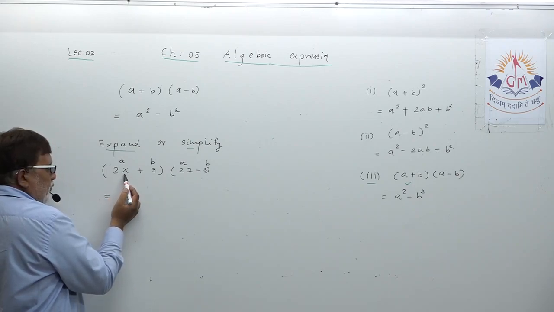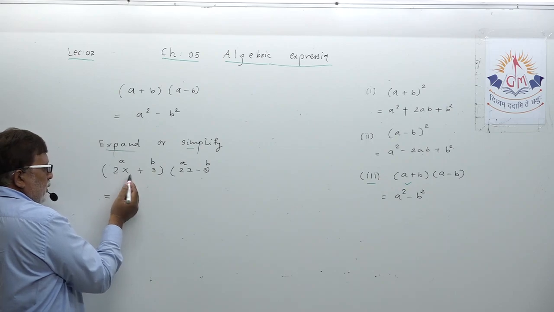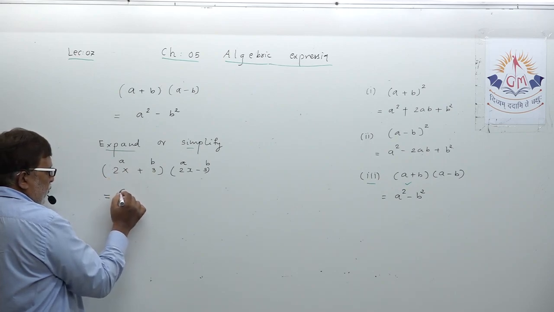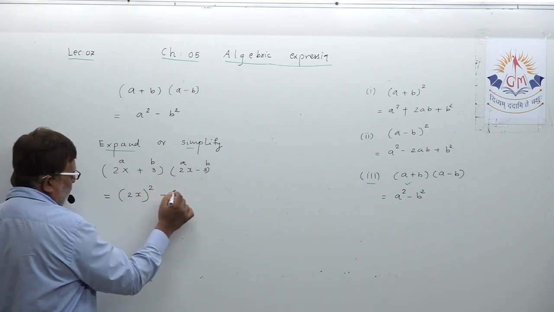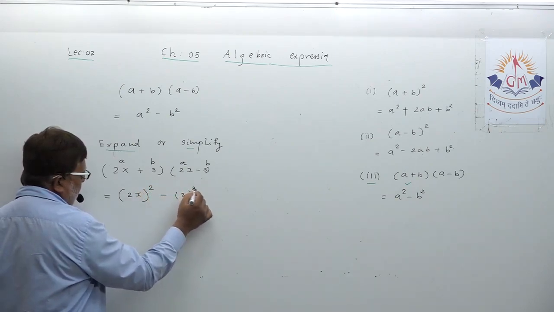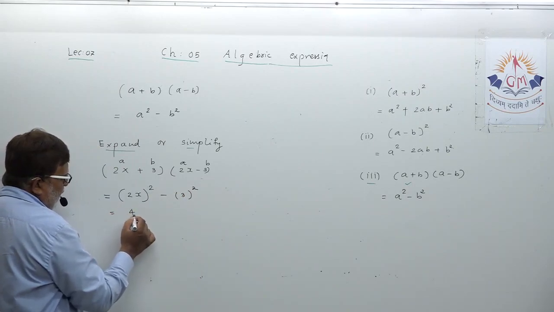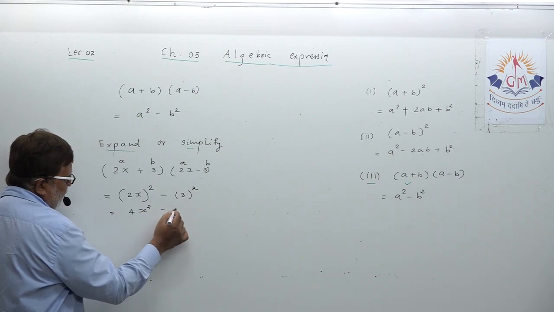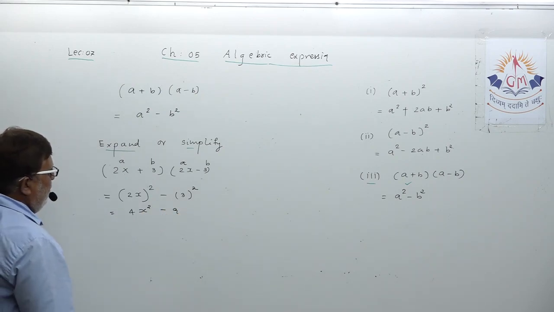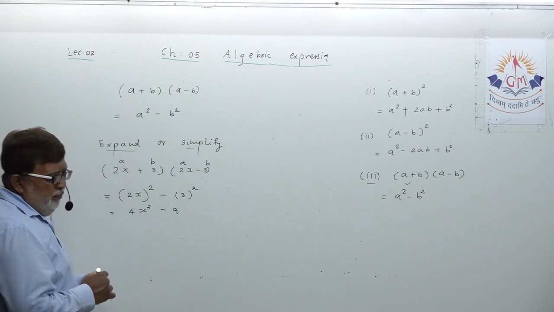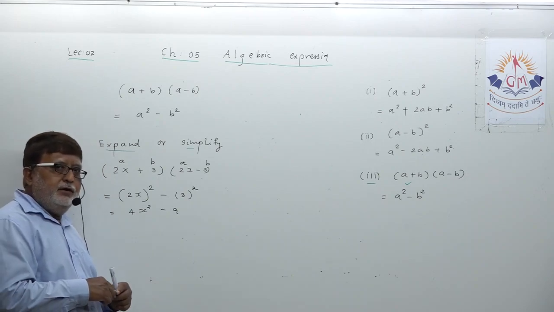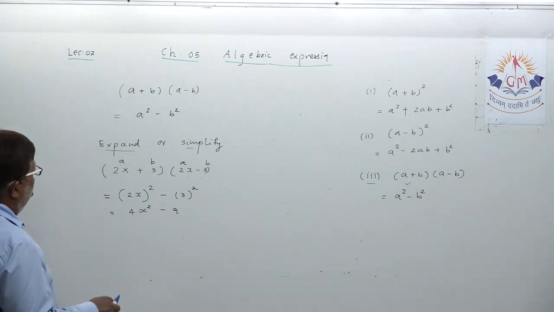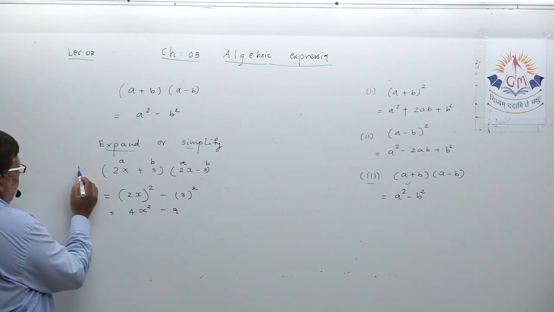What is a for you? 2x. What is b for you? 3. So while you write a square minus b square, instead of a you will write 2x, instead of b you will write 3. So final answer 4x square minus 9. Clear in your mind? In exam you need to concentrate which type of example is asked to you. That way you need to concentrate. Okay, so this is one example.